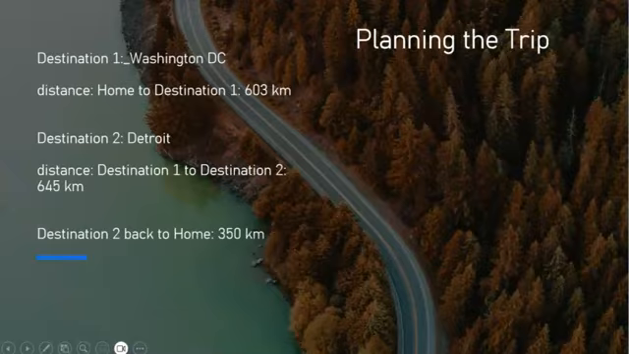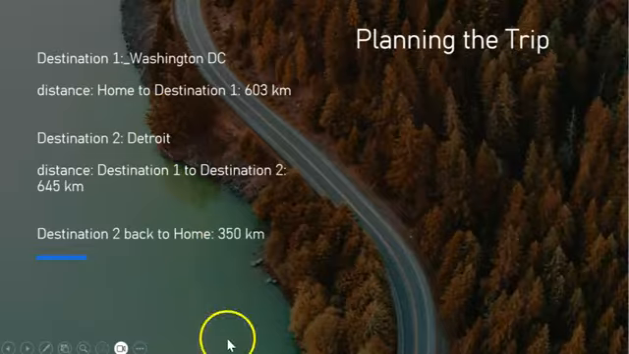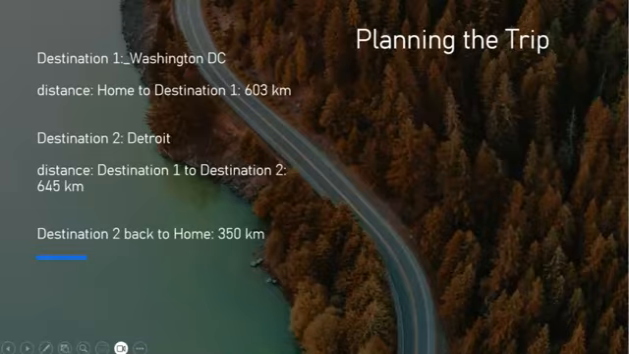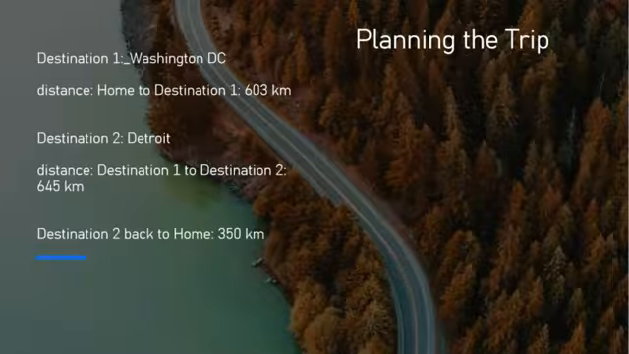Planning the trip. For my first destination, it was Washington, D.C., and the distance from Sac to Washington was 603 kilometers. Destination 2 was Detroit, and the distance from Washington to Detroit was 645 kilometers. And finally, destination 2 back to Sac was 350 kilometers, and all this was found using Google Maps.